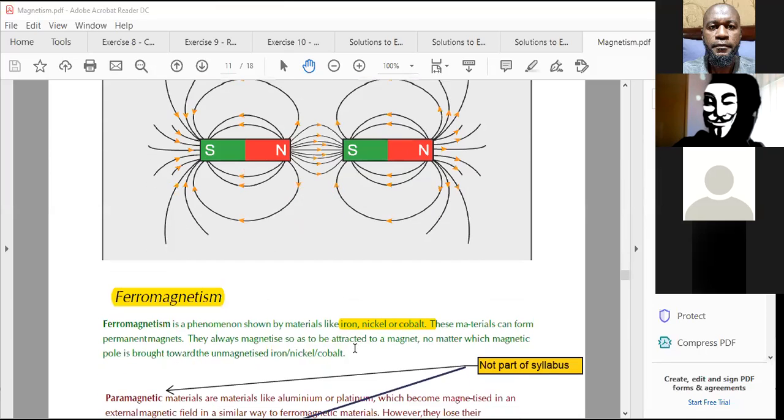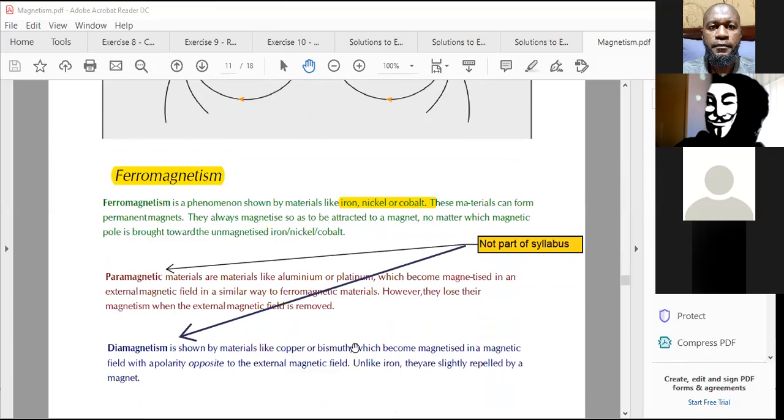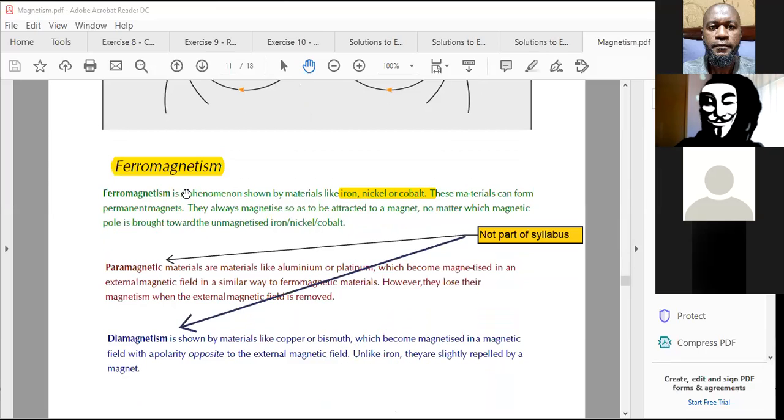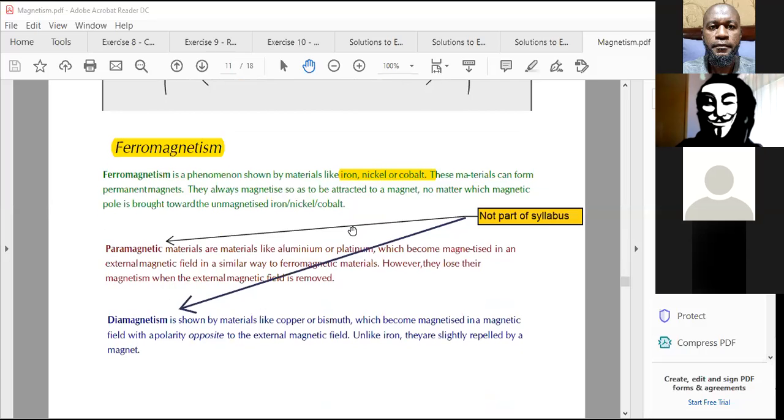Right, then we've got ferromagnetism. What is ferromagnetism? It is a phenomenon shown by materials like iron, nickel, and cobalt. These materials can form permanent magnets. They always magnetize so as to be attracted to a magnet, right? No matter which magnetic pole is brought towards the unmagnetized iron, nickel, or cobalt. So ferro, it's about attraction. And the ferromagnetic materials, there are three. It's iron, nickel, and cobalt. Those are the three that are ferromagnetic.